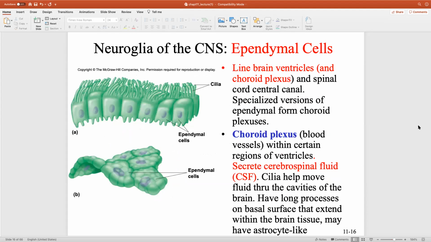Now, the other cells that we see that are part of the neuroglia are epidermal cells. Epidermal cells line openings, empty pockets of our brain called ventricles. We think of the brain as just one big solid mass. In reality, it isn't. There are ventricles that are filled with fluid inside the brain. The ventricles deep inside the brain will produce cerebrospinal fluid that allows us to bathe the brain and to allow the brain to float above the skull.